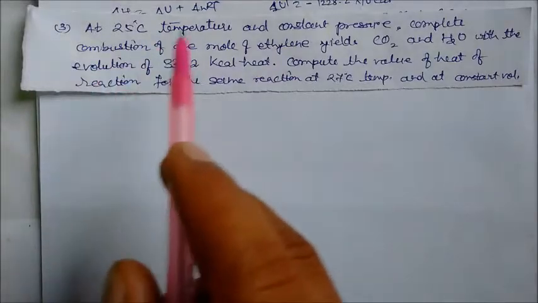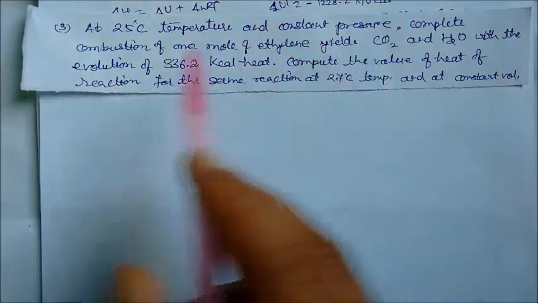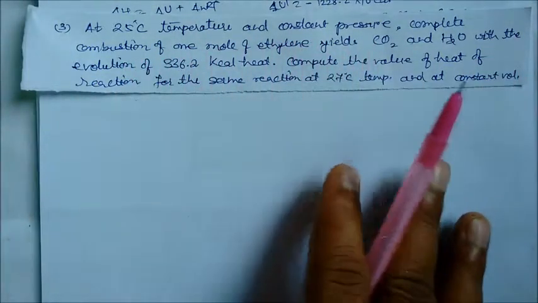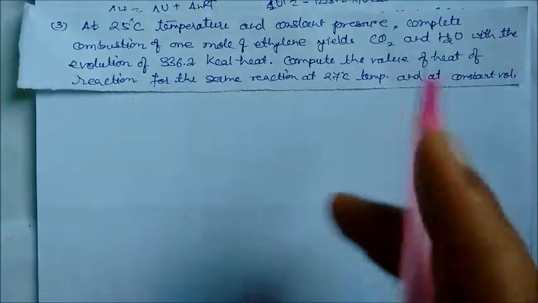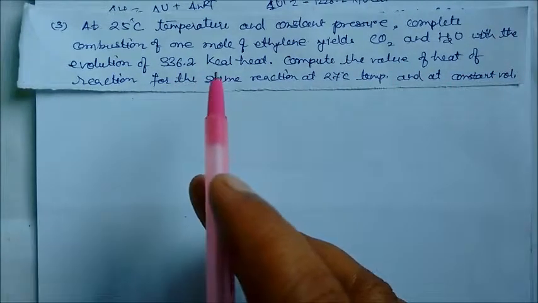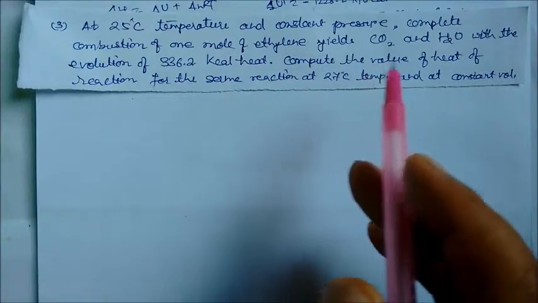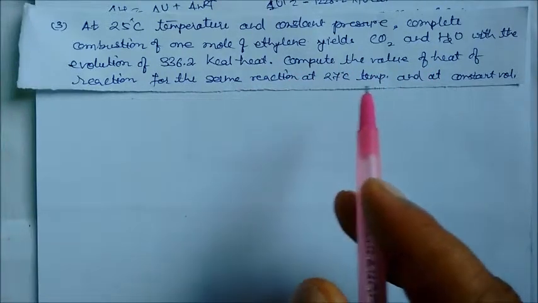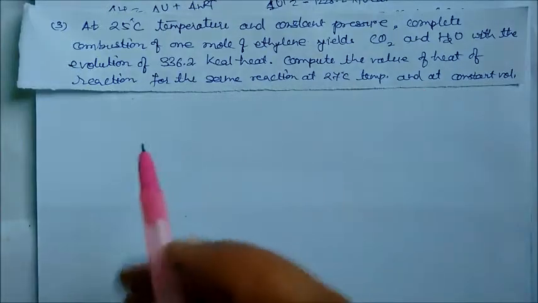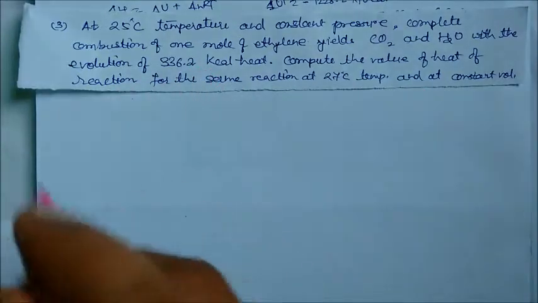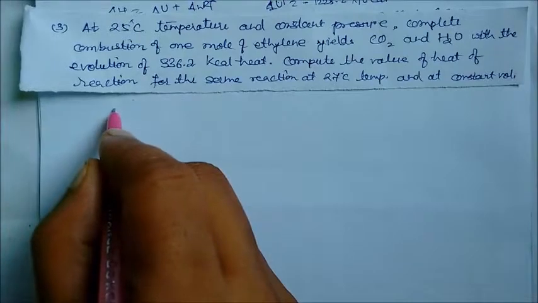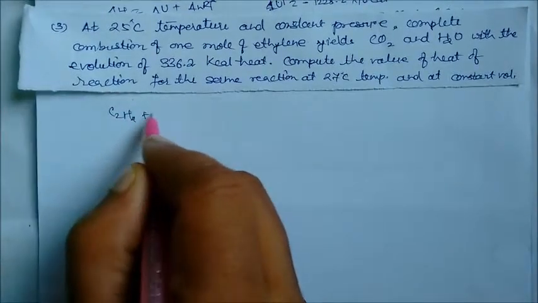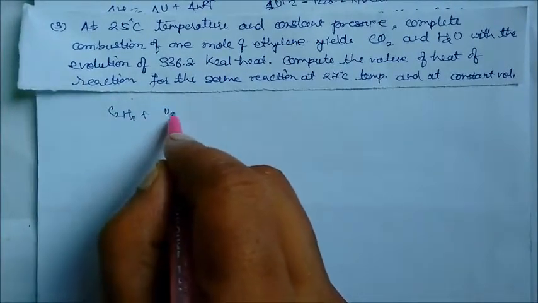At 25 degrees centigrade and constant pressure, complete combustion of 1 mole of ethylene yields carbon dioxide plus water with the evolution of 336.2 kilocalorie of heat. Compute the value of the heat of reaction for the same reaction at 27 degrees centigrade and at constant volume. So again, the reaction is given here. The reaction is nothing but C2H4 reacting with oxygen.